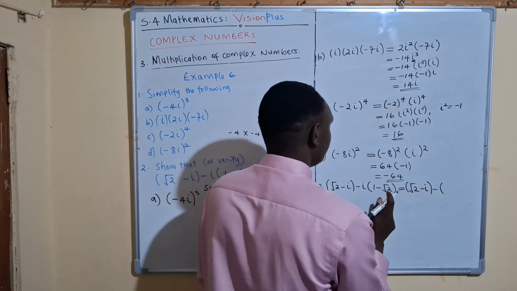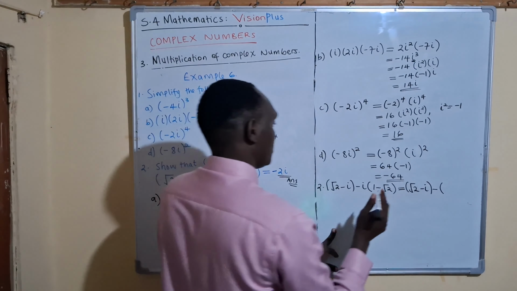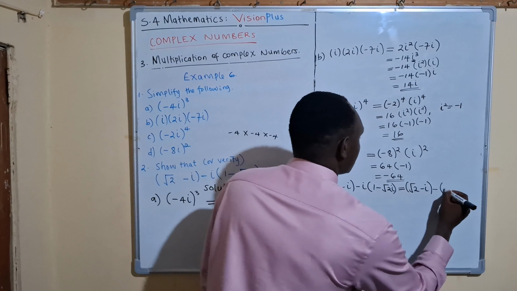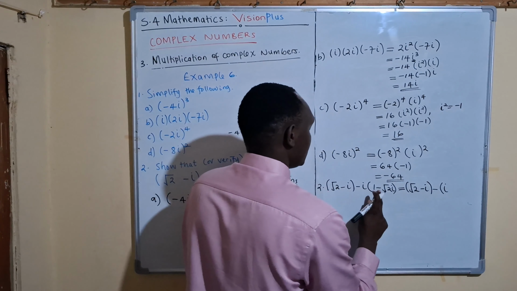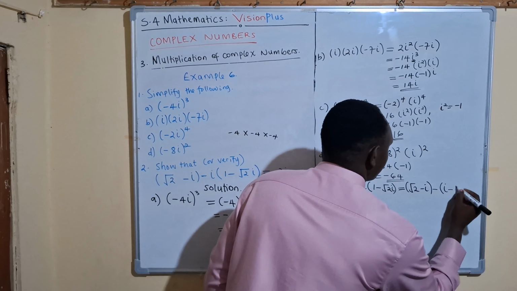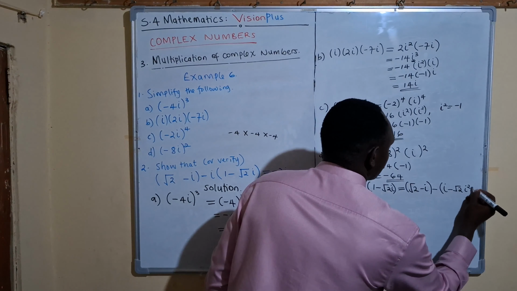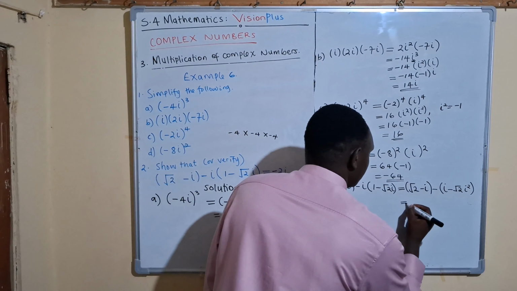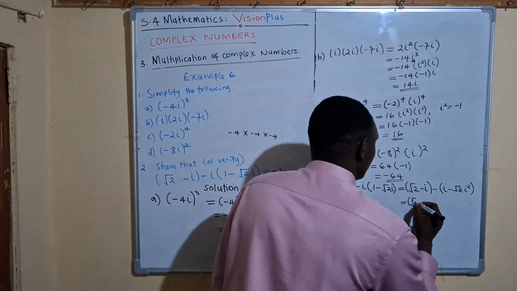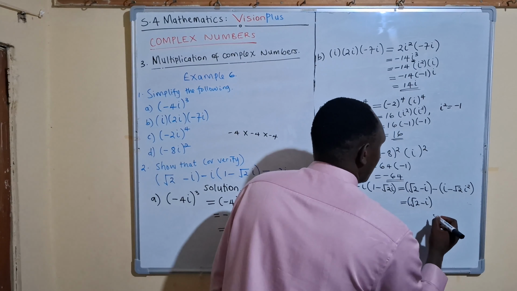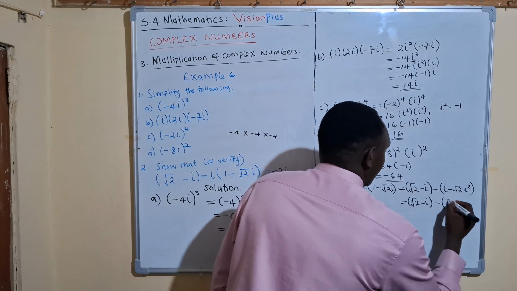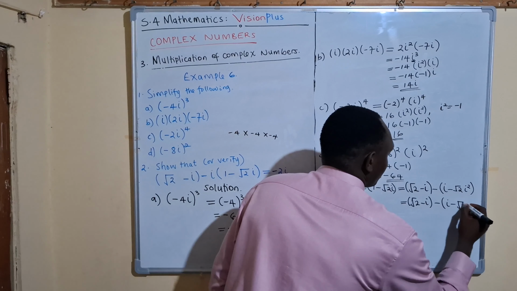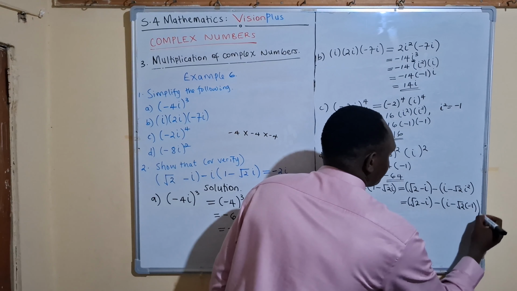What is i times 1? It is i. What is i times negative root 2 i? It will be negative root 2 i squared, because there is i here. i times i is i squared. Then when we proceed here, we shall have root of 2 minus i minus, here we have i, but here we have minus, this i squared is going to be negative 1, so minus root of 2 times negative 1.